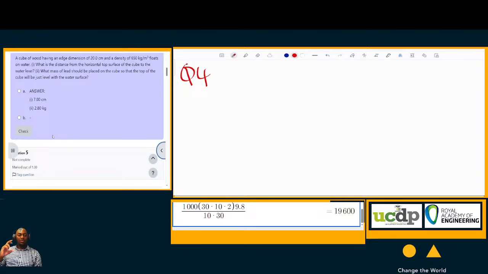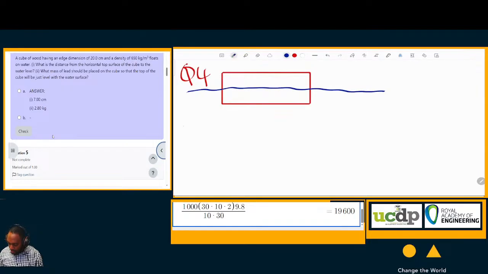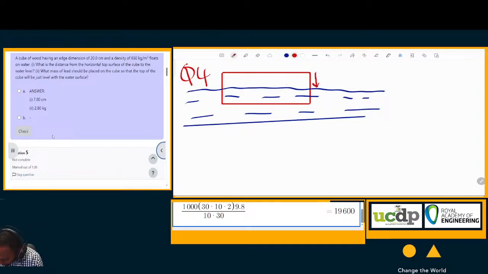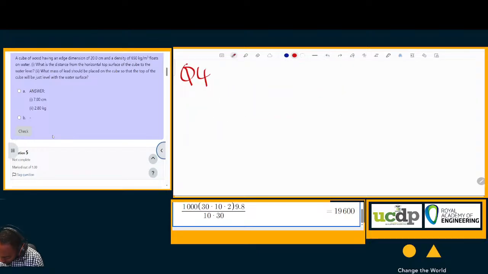First, we want to calculate the distance from the horizontal top surface of the cube to the water level. So this is the scenario that we have. We have our cube there, which is partially immersed in water. The question says it's a cube, right? So I should make it look like a cube.